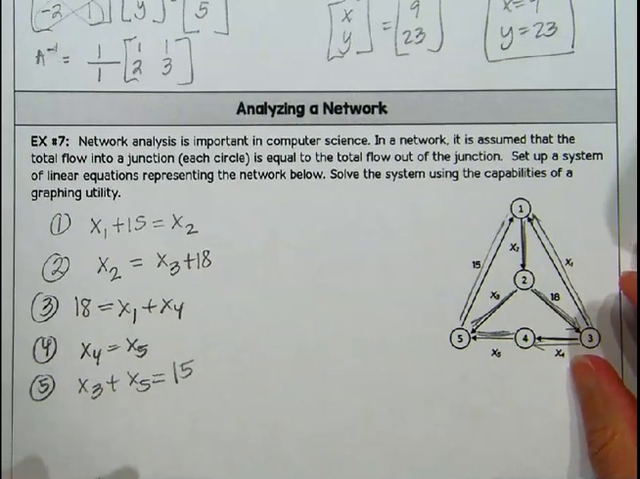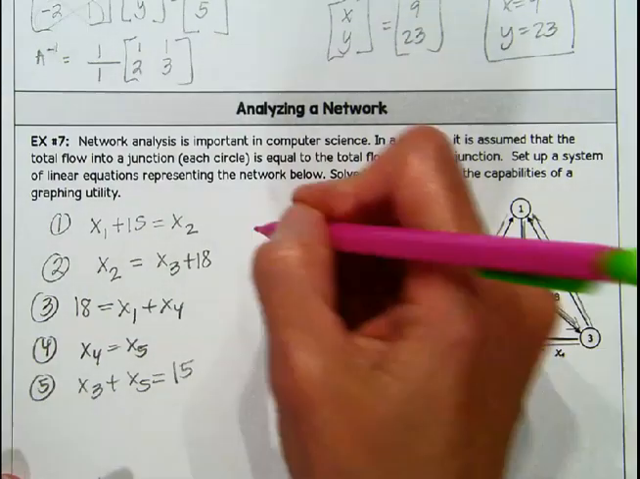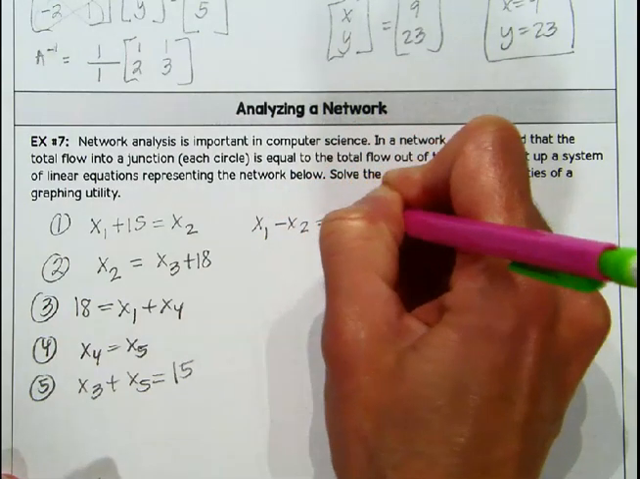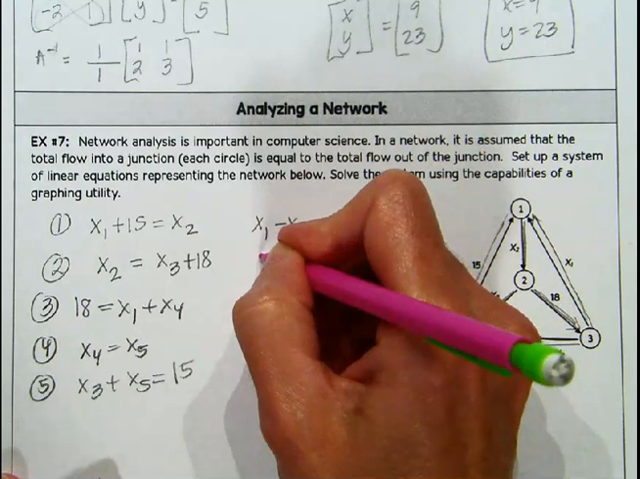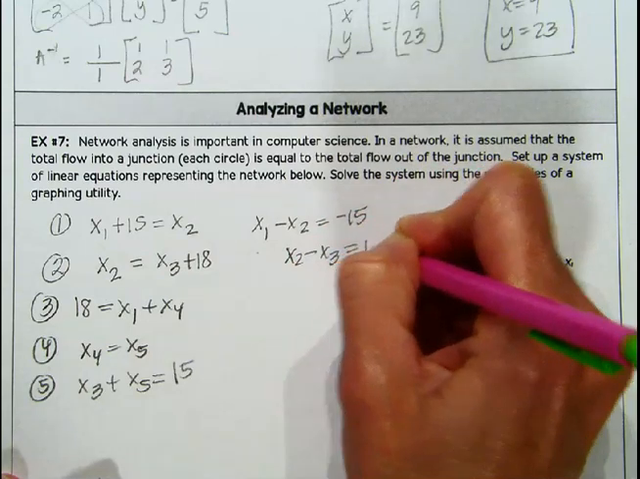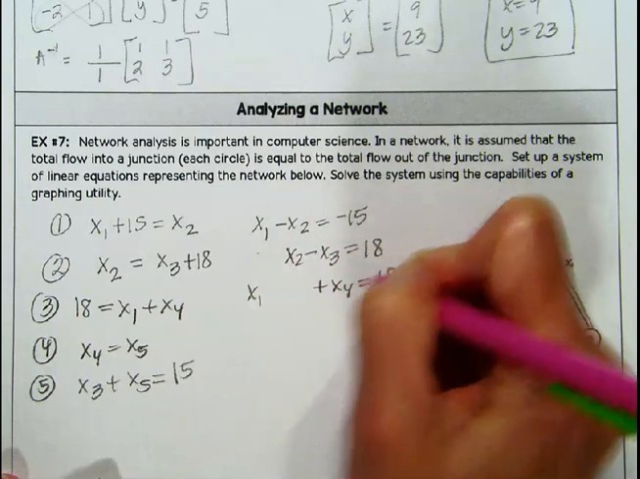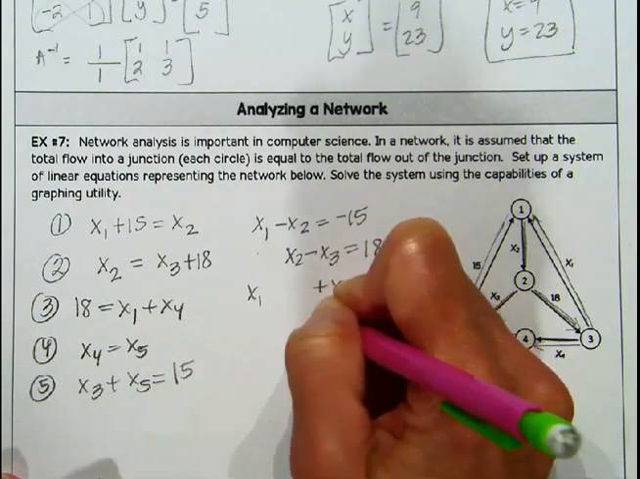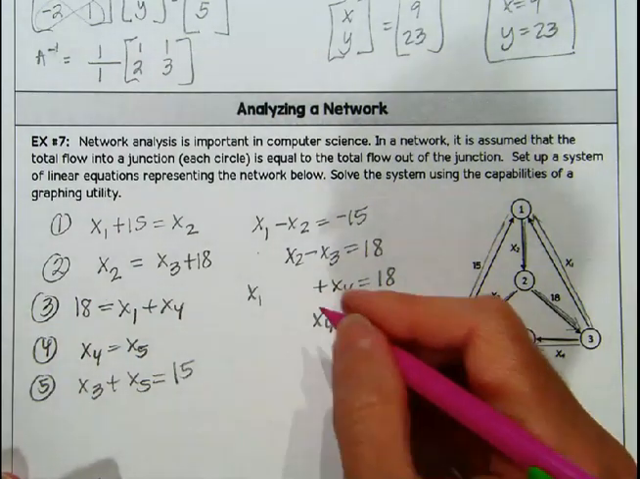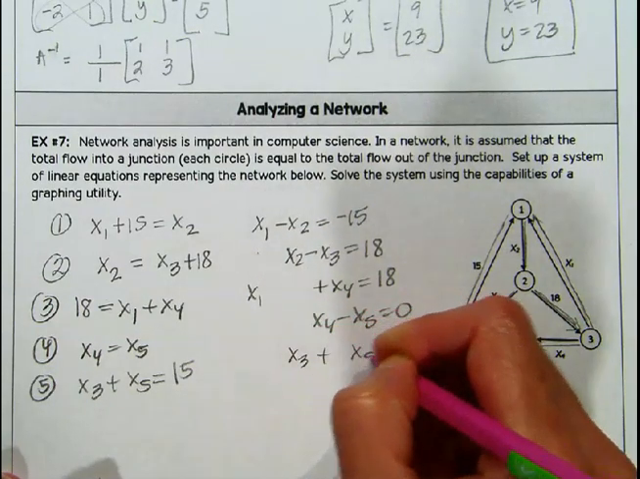Now to write this as a matrix, we want to make it all line up properly. So this would be x sub 1 minus x sub 2 equal to negative 15. This would be x sub 2 minus x sub 3 equal to 18. This would be x sub 1 plus x sub 4 equal to 18. This would be x sub 4 minus x sub 5 equals 0. And x sub 3 plus x sub 5 equals 15.